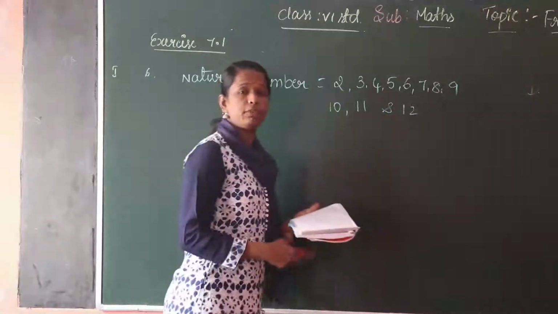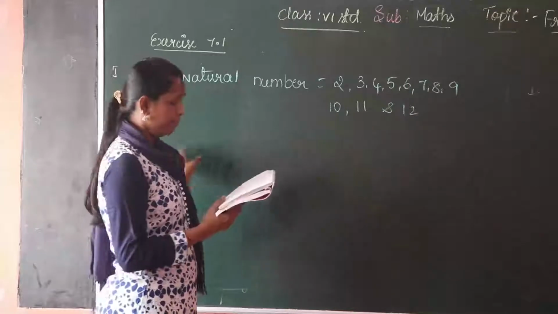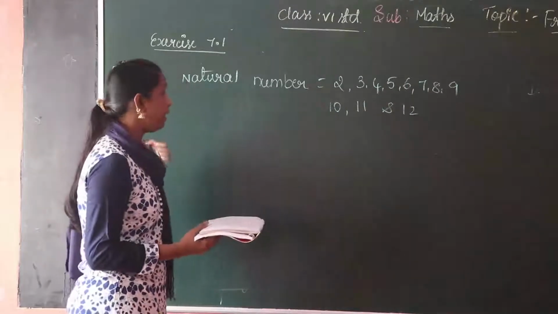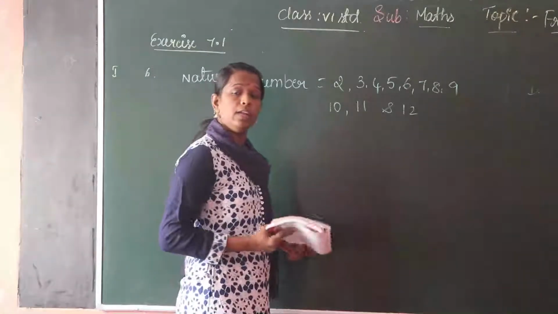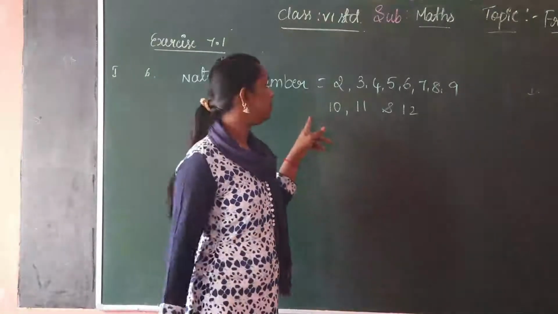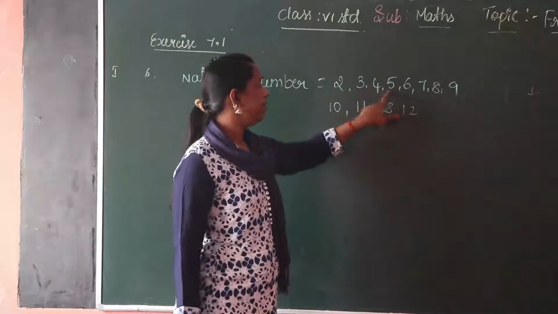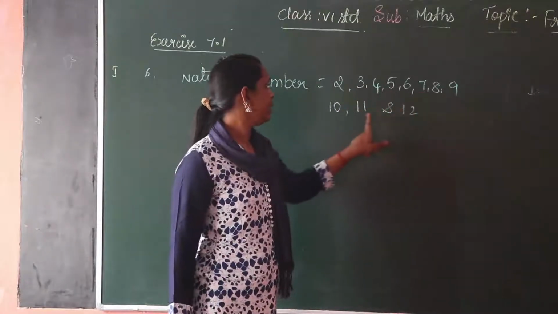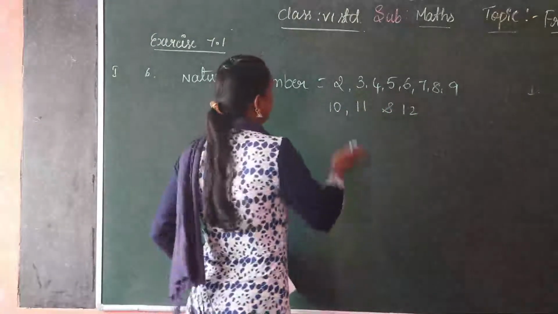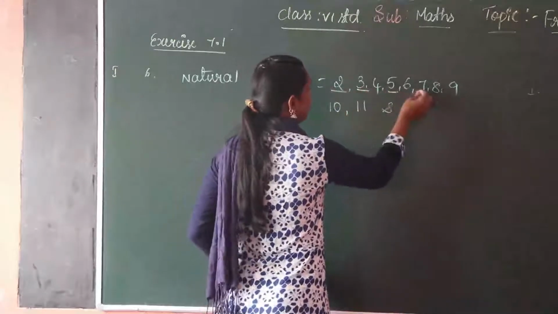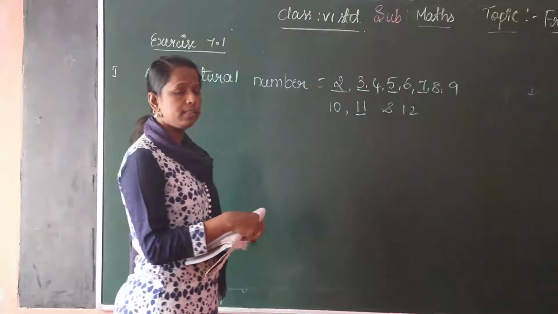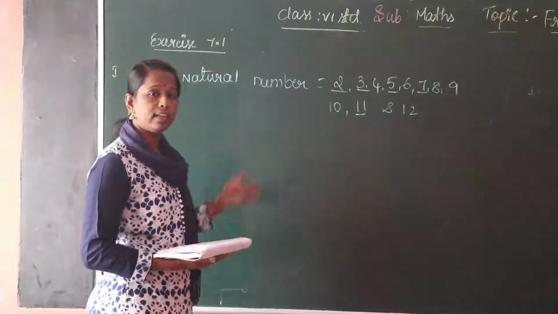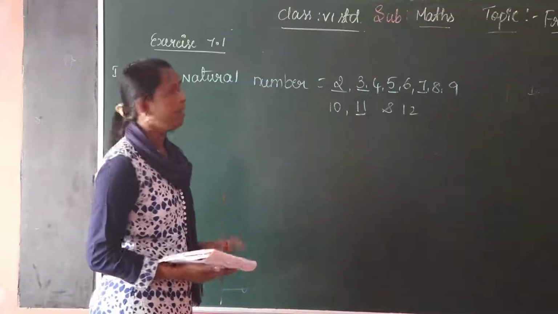Up to 12 we have to write the natural numbers, and then we have to write the prime numbers. What fraction of these are prime numbers? Children, which are the prime numbers here? 2, 3, 5, 7, 11. You know prime numbers have only the factors of itself and 1.